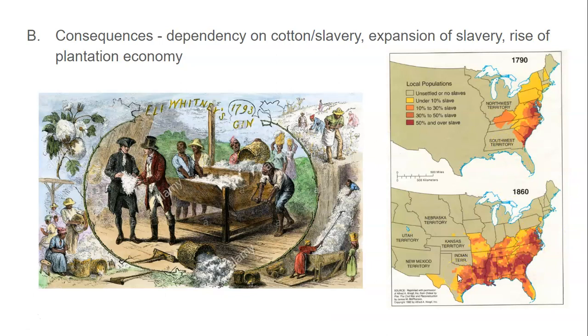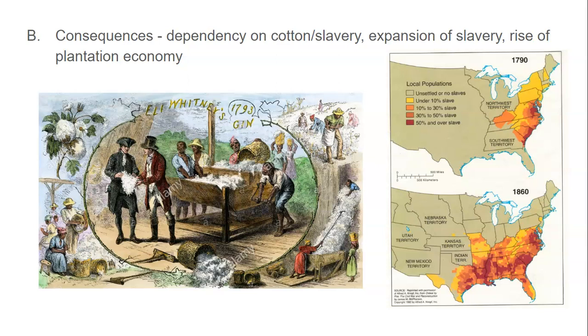So really, the man who invented the cotton gin, his name was Eli Whitney. He didn't even own slaves. I think he was actually from the North, and he just invented this contraption. And next thing you know, over the span of 40, 50, 60 years, there is this huge boom in cotton slash slavery. So cotton gin directly leads to expansion of slavery.